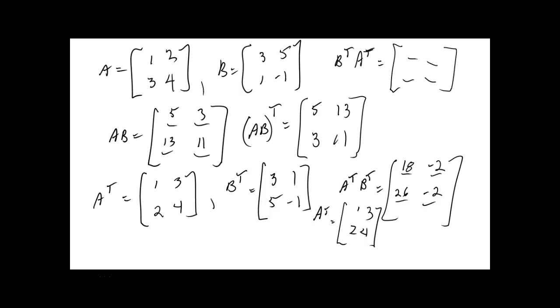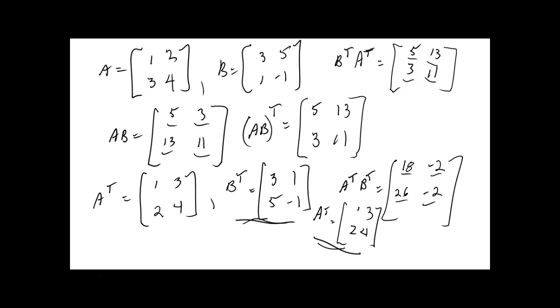What's your 1, 1 entry? B transpose A transpose. 5. 1, 2 entry: 9 plus 4 is 13. 2, 1 entry: 3. And 2, 2 entry: 15 minus 4 is 11. Okay.